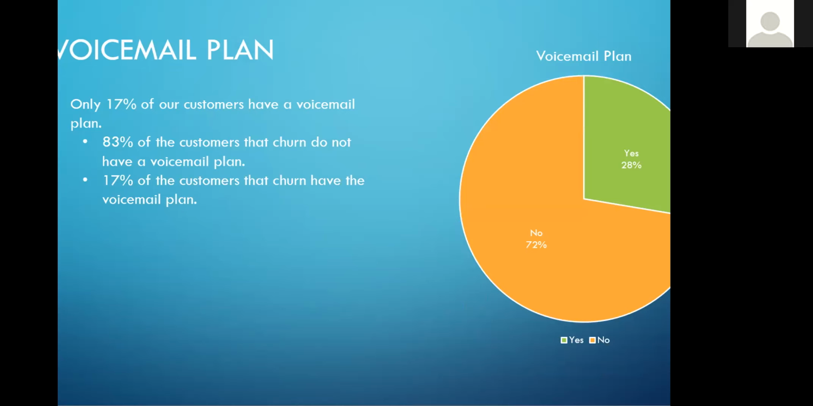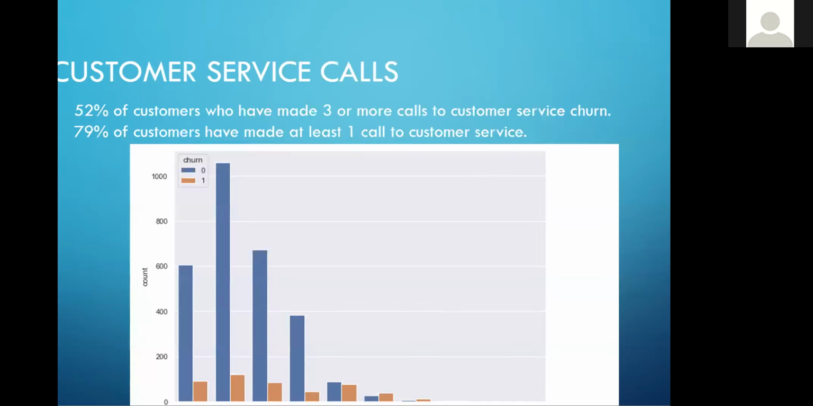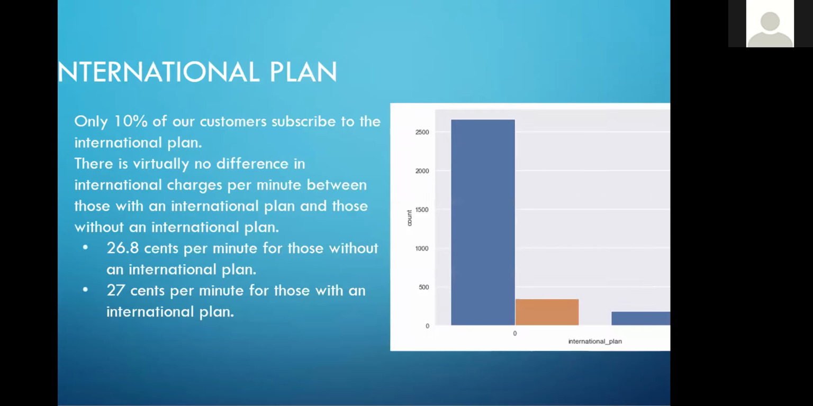The 83% of the customers that churn don't have the voicemail plan, and 17% of the customers that churn do have it. So there's some sort of disconnect between how we're looking at the voicemail, which we'll get into in the recommendations. Customer service calls also were interesting because 79% of the customers who've churned make at least one call to customer service, and over half of the customers that churn have made 3 or more calls to the customer service line. So that may need to be something that needs to be addressed.